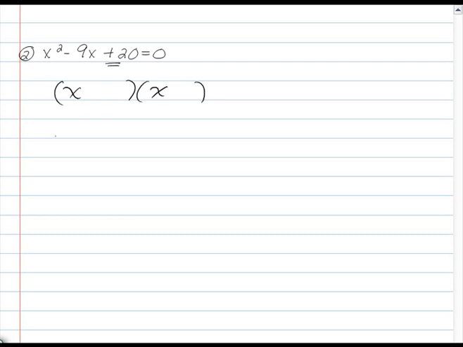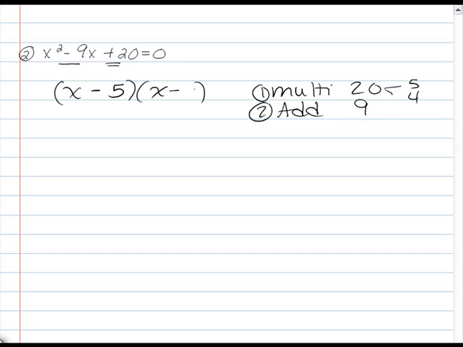We've got our x leading. Notice our back sign is positive, so that means they're going to be the same sign, and our middle sign is negative, so they're both going to be negative. We need two numbers that multiply to 20 and add to 9. That's going to be 5 and 4. It doesn't matter which one goes where since both signs are negative.